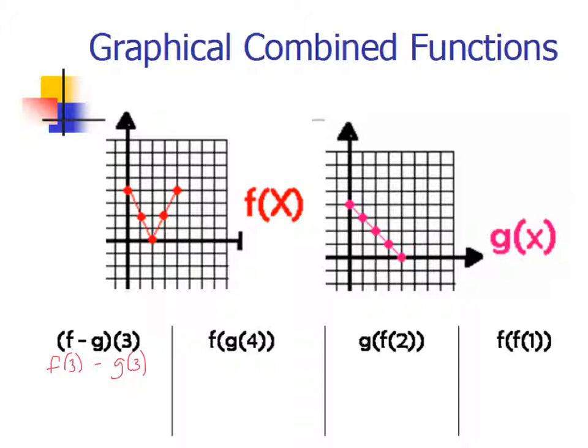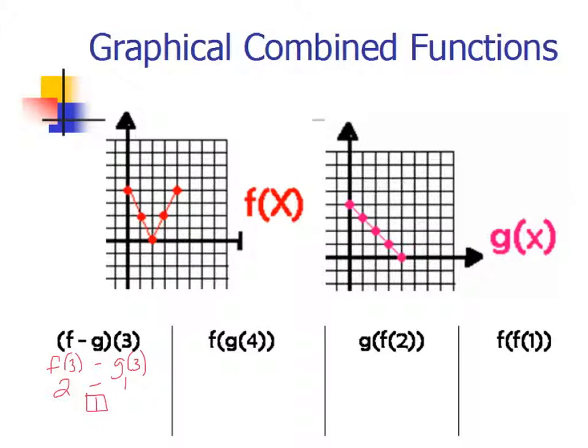Well, let's do that. What is f of 3? So if I look in my f function and I plug 3 in for x, I'm looking at what's the y that I get back. Well, it's this ordered pair. If x is 3, y is 2. So f of 3 is 2. And then we'd go over to the g function and do the same thing. When x is 3, y is 1. So g of 3 is 1. And 2 minus 1 is 1.